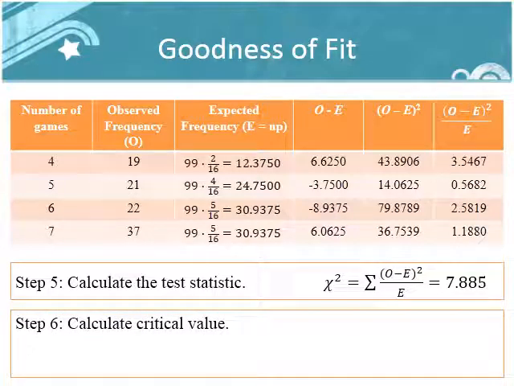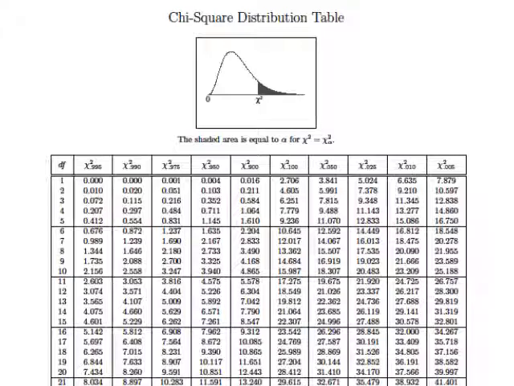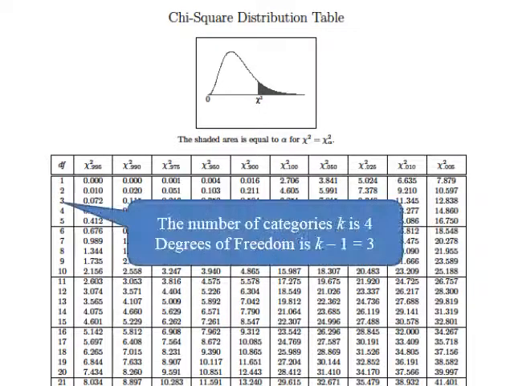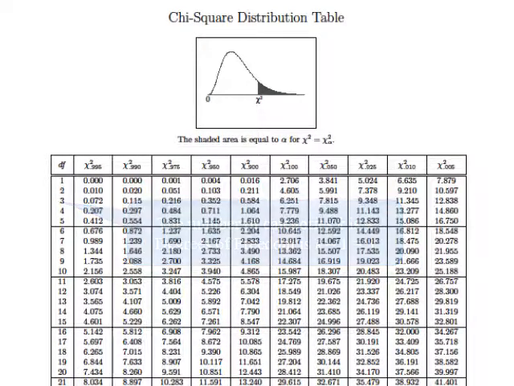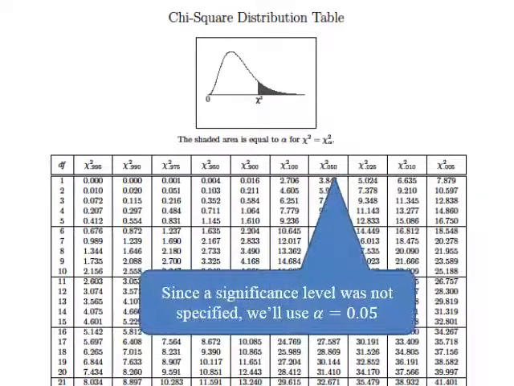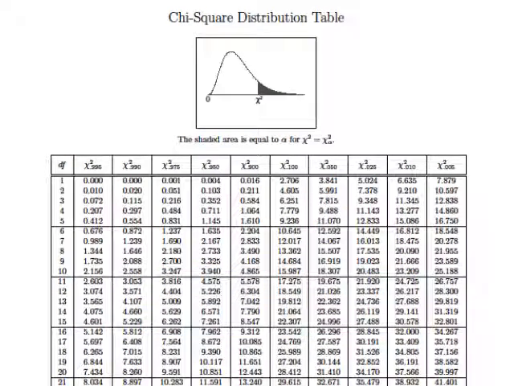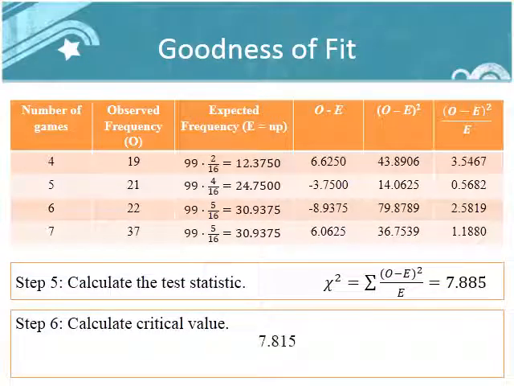So now let's calculate the critical value, and we'll look at the chi-squared distribution table here. Now there were 4 different categories in this case, that is the 4-game, 5-game, 6-game, and 7-game categories. So those are our 4 categories, which means we're going to use degrees of freedom 3. Again, we're using a 0.05 significance level, so our critical value is 7.815.